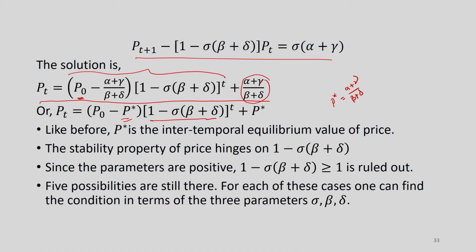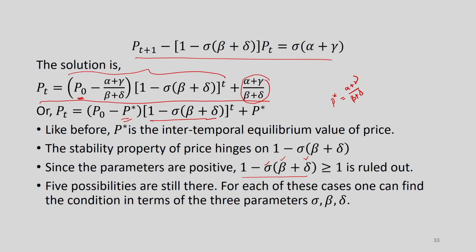Now, as we know, it can take 7 possible different values or ranges of values. However, we can get rid of 2 such values, because we know sigma, beta, delta all are positive. Therefore, this possibility that B is greater than or equal to 1 is ruled out, because all these parameters are positive. So, 1 minus these things cannot be greater than 1.